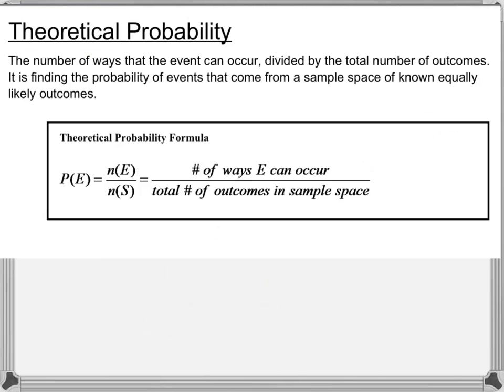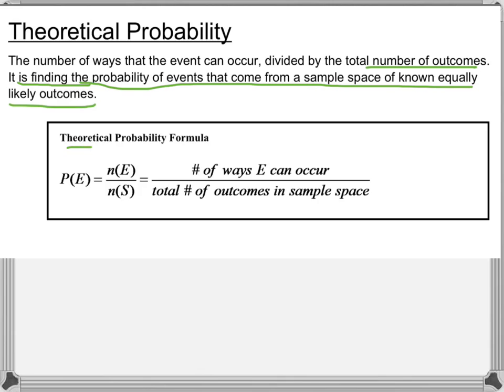Theoretical probability is the number of ways that an event can occur divided by the total number of outcomes. It is finding the probability of events that come from a sample space of known equally likely outcomes. Another way of saying that is it's sort of theoretical in that we don't actually run the experiment. We sort of think about it in our minds. So a lot of times we'll be given problems like if we roll a dice, or if we take marbles out of a bag, or if there are 10 students out of a population of 100 students, for instance. That's theoretical probability. It's not from a certain amount of observation.